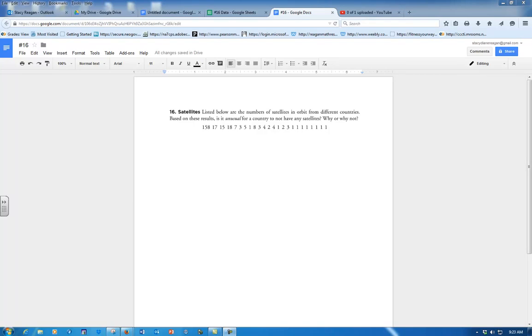Now this problem is going to deal with our empirical rule. It says listed below are the numbers of satellites in orbit from different countries. Based on these results, is it unusual for a country to not have any satellites? Why or why not? Now, in order to answer this question, we're going to need the mean and we're going to need the standard deviation.